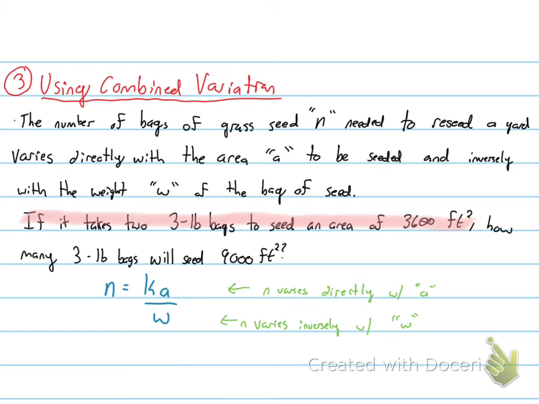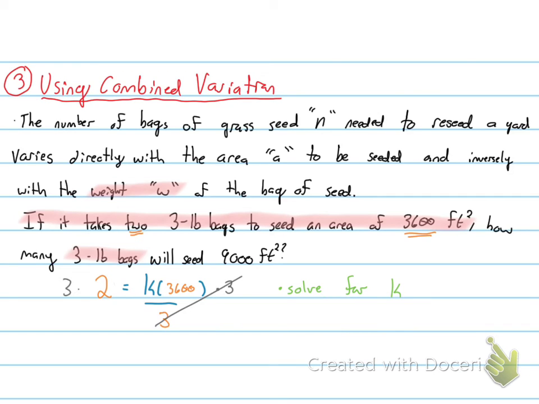It takes 2 3-pound bags to seed an area of 3,600 feet. That basically tells us all our information here. So 2 is the number of bags. I want to seed an area of 3,600 feet. That's my A value. And the bags weigh 3 pounds, so that would be where my W would go. Now all I have to do is solve for K here to start. Multiply both sides by 3. Divide by 3,600. That simplified, 6 over 3,600 would be 1 over 600. So that is my constant value K.